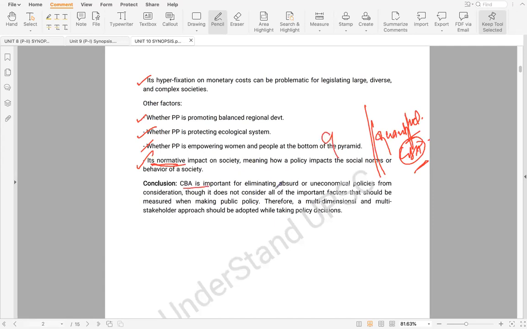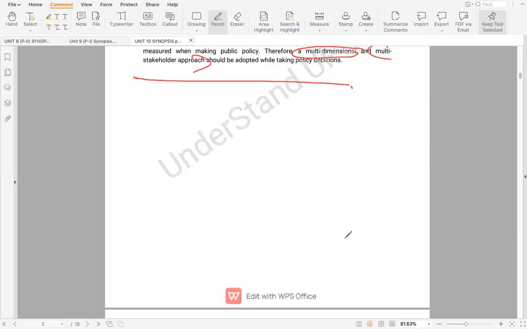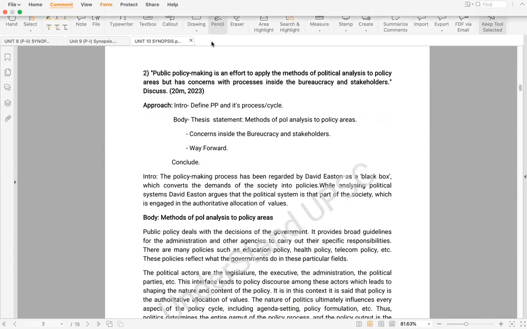So CBA is important for eliminating absurd or uneconomical policies from consideration, though it does not consider all of the important factors that should be measured while making public policy. Therefore, a multidimensional and multi-stakeholder approach should be adopted while taking policy decisions. Fair enough. More on the next question.